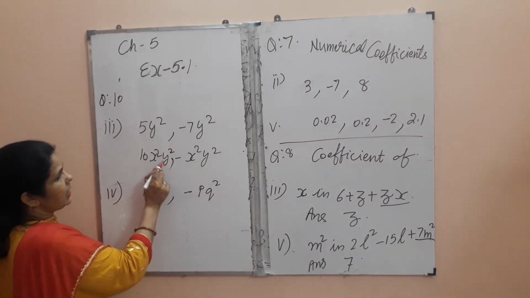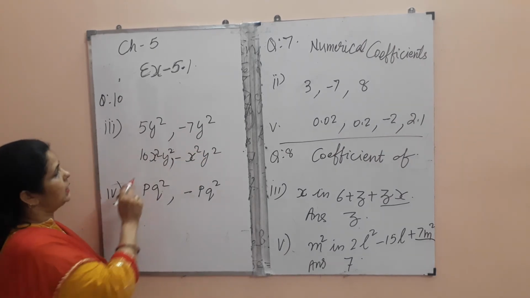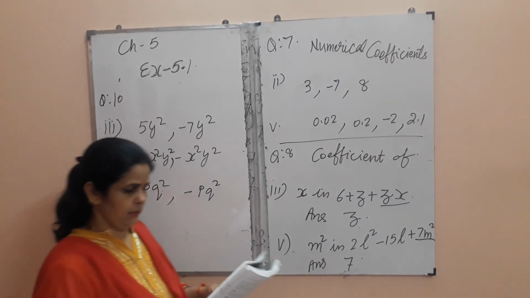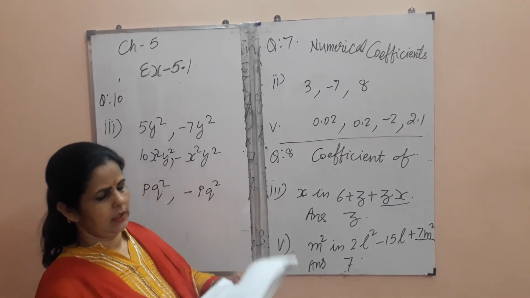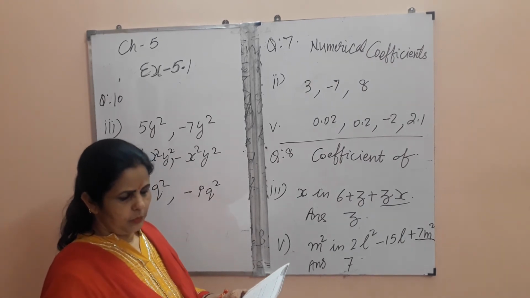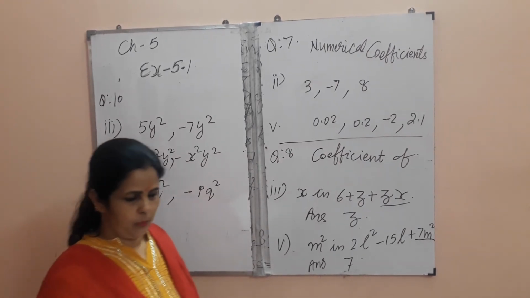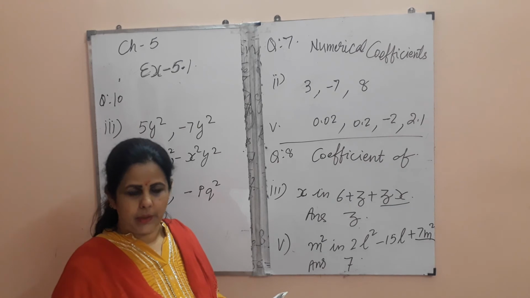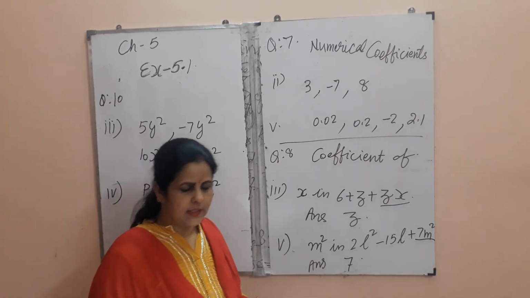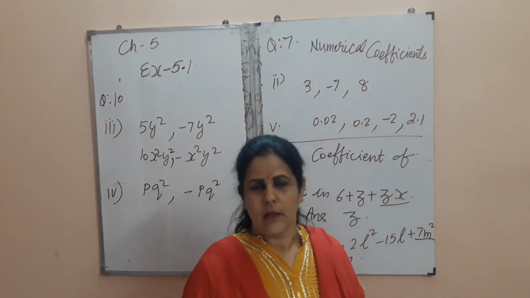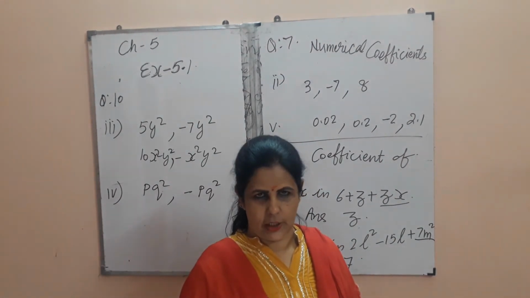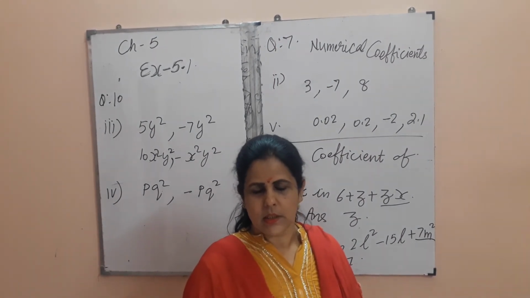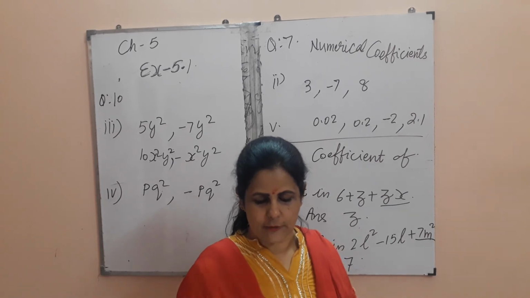Like terms means same variable with same power. The terms having same variable with same power are called like terms. Now 11th question. Classify the given expression into monomial, binomial and trinomial. This also you will do in the book only. For monomial you will write M, for binomial you will write B, and for trinomial you will write T. So first is binomial, second monomial, third trinomial, fourth binomial, fifth monomial, sixth trinomial. So you will do yourself in the book only.